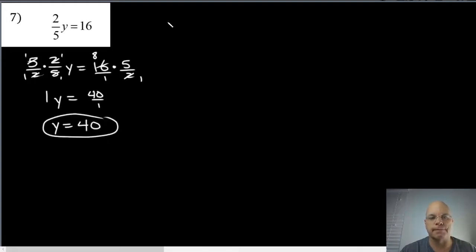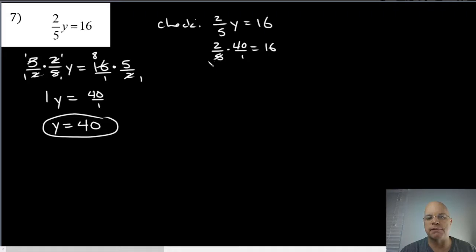We'll of course check it by substituting that value back in to the original equation. So 2/5 multiplied by 40 should equal 16. 5 and 40 have a common factor of 5. 5 divided by 5 is 1. 40 divided by 5 is 8. 2 8s is 16, so we get 16 over 1 equals 16. So now we see the reflexive property confirming our variable value is in fact 40.